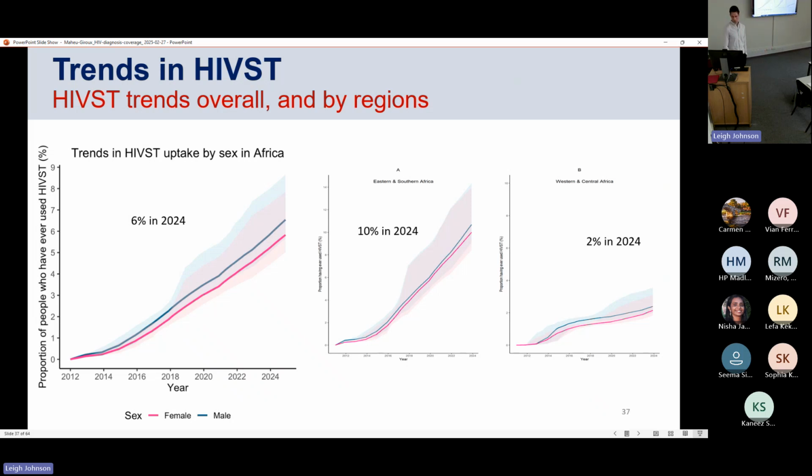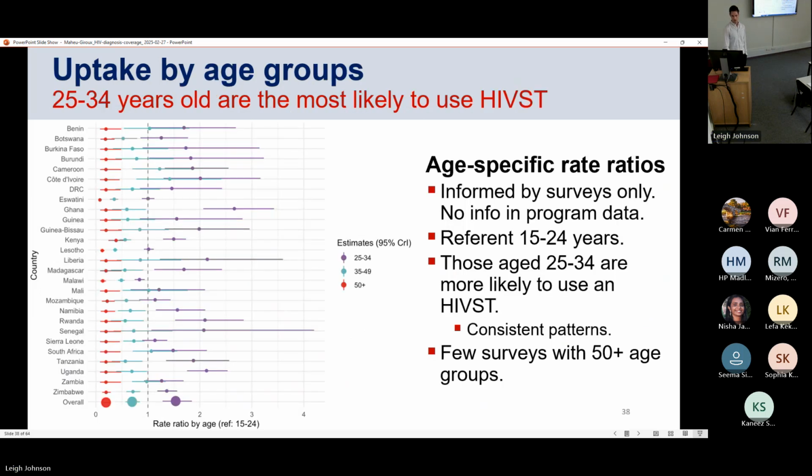Again, South Africa is not included, which has a big population that could affect the estimates. If we look at the uptake by age group, the referent here is people who are 15 to 24. People who are 25 to 34 are the most likely to use an HIV self-test.